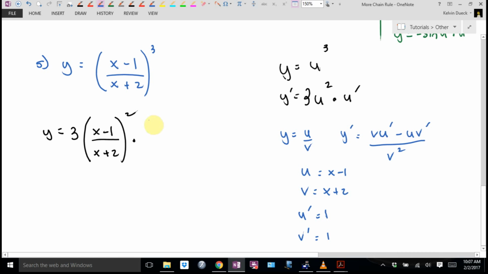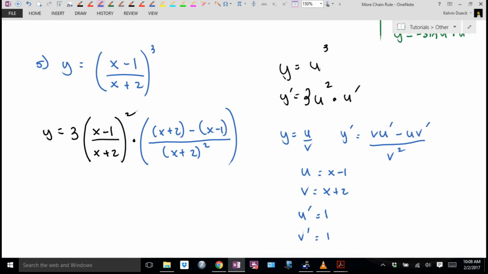I would say, okay, v, x plus 2, times 1, u prime. Am I going to bother writing the times 1? I say. Minus u times v prime, which is also 1, all over x plus 2 squared. Is that all right? And I've taken it all the way in.